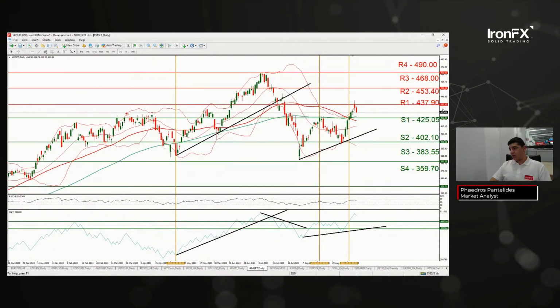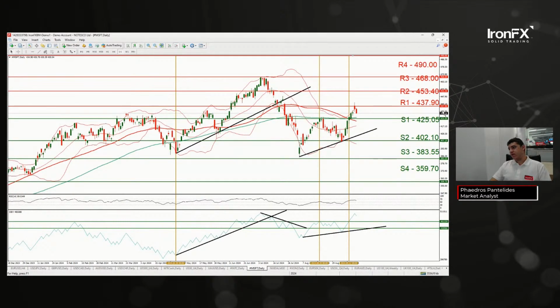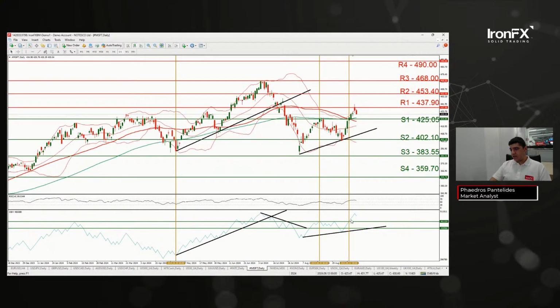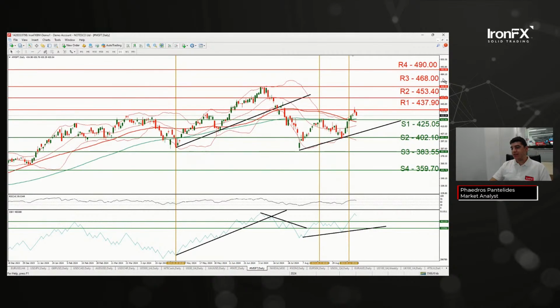Microsoft bouncing off that R1 resistance line of 437.90. Target for the bears is $425.05 per share. Still, I think this is a retracement, and we are maintaining our overall bullish outlook for the company's stock price. I have placed the R1s, the resistance and support levels, to the right of your screen. So simply have a look at those text labels.